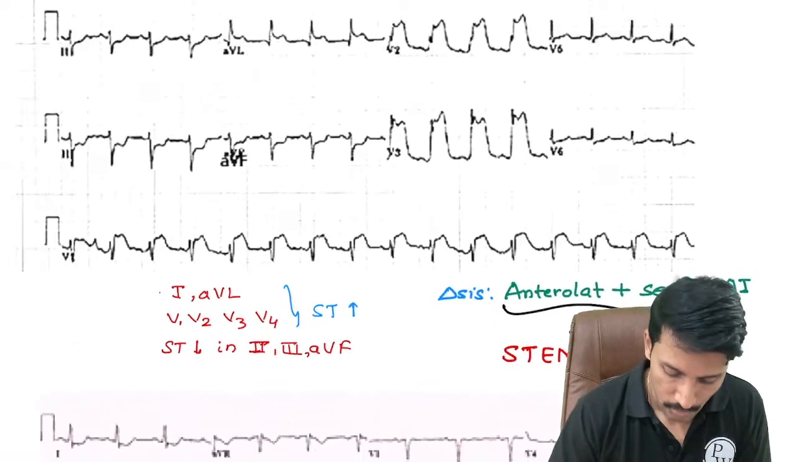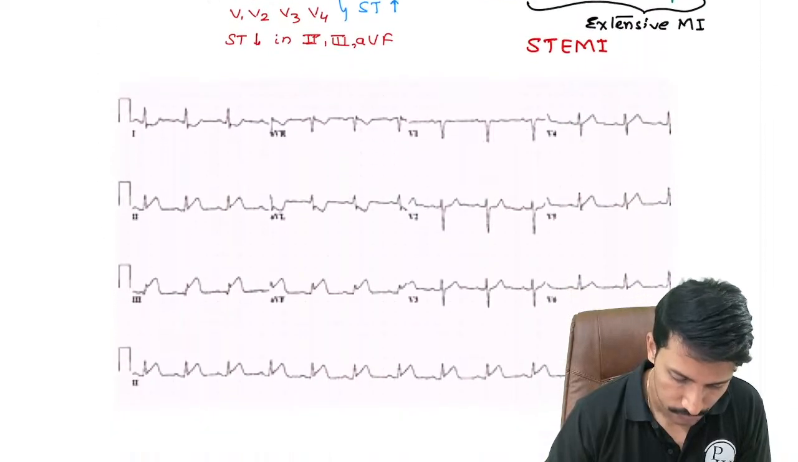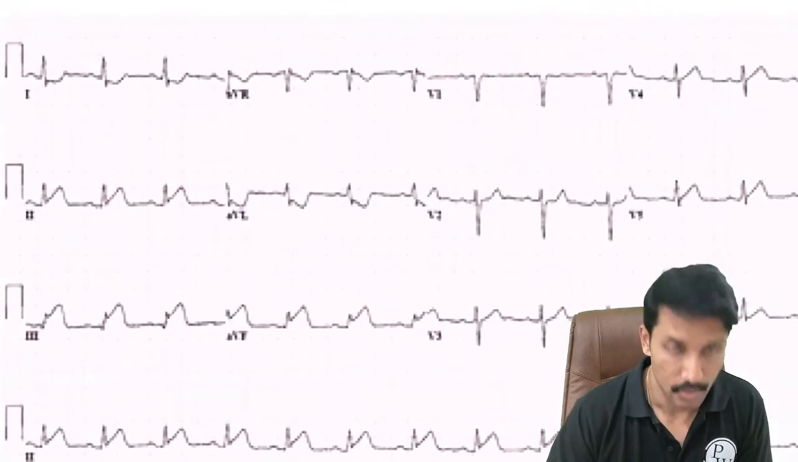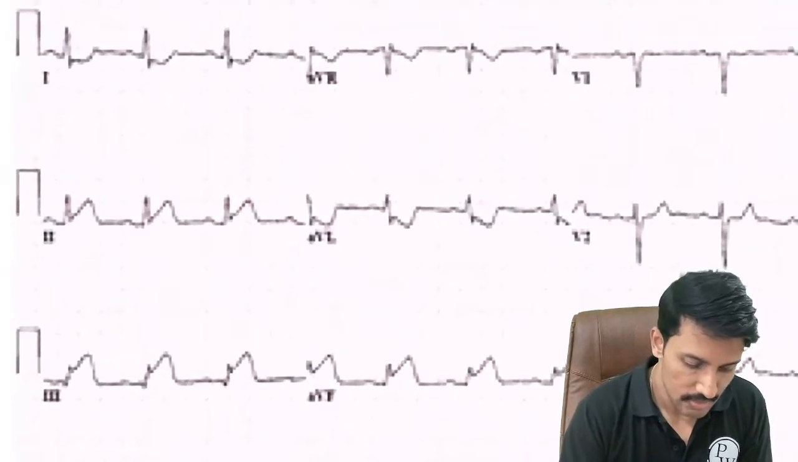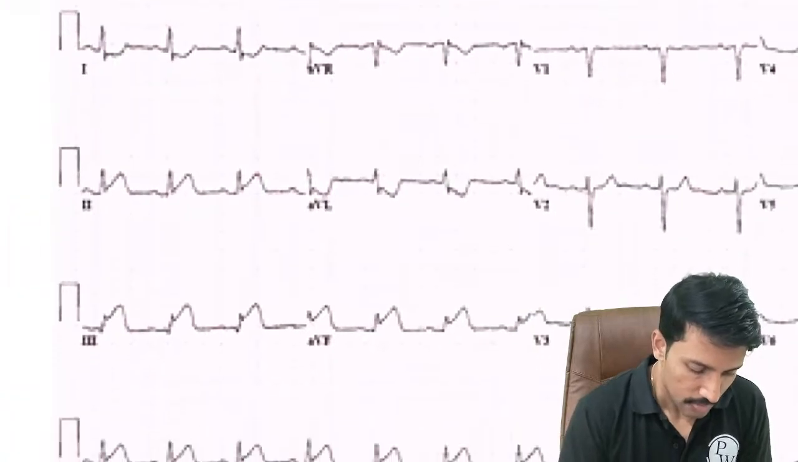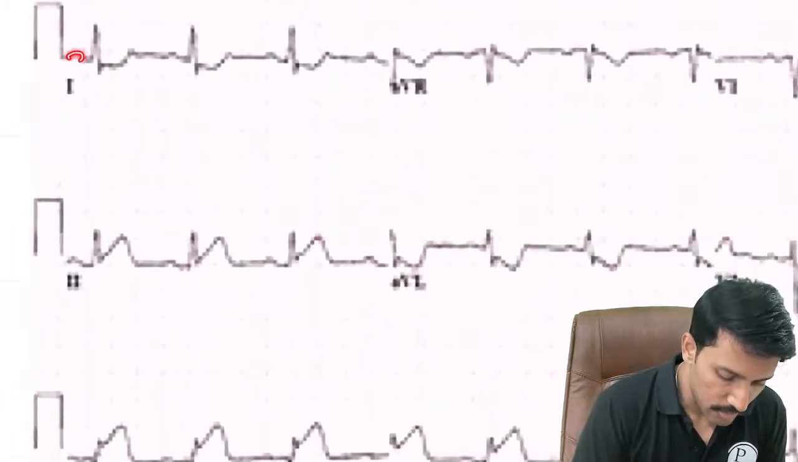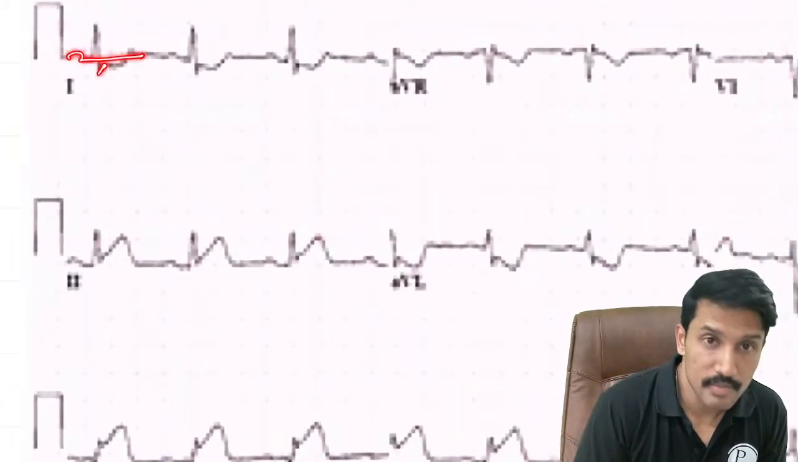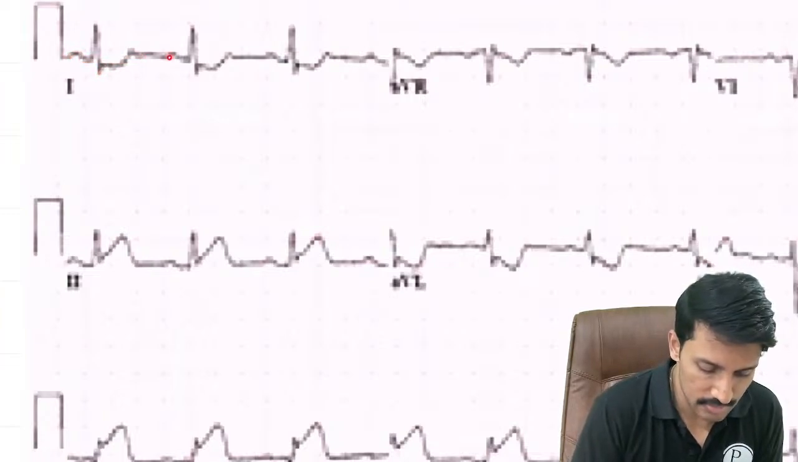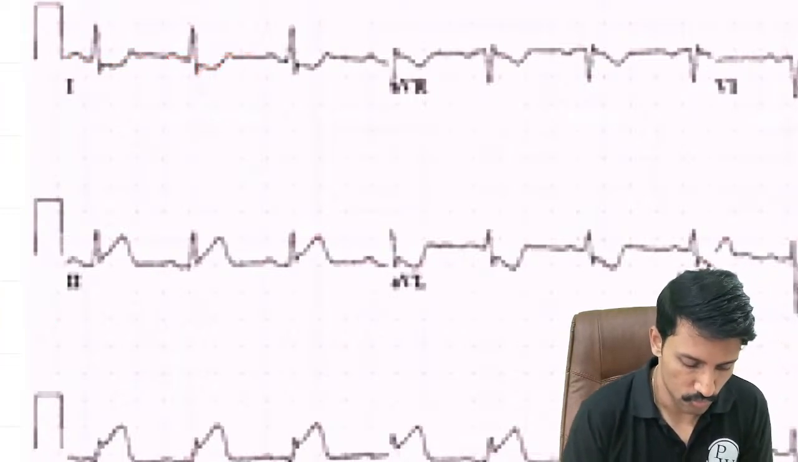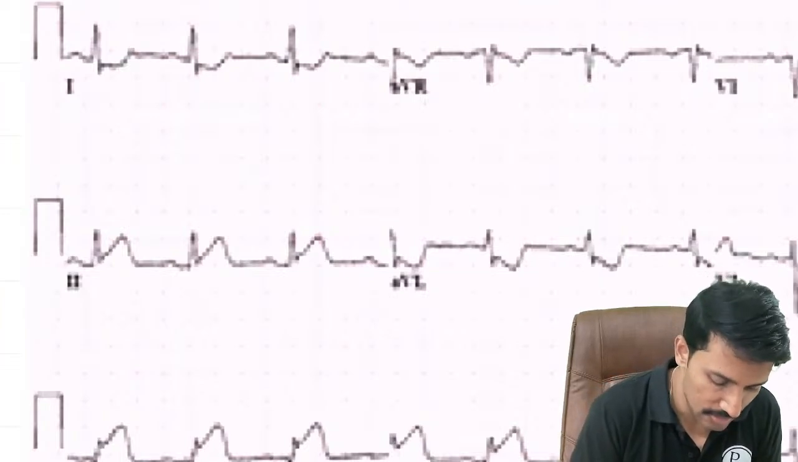Extensive MI. Okay. We'll go through one more ECG. Look at this ECG now. In what all leads do we see the ST elevation? Lead 1, what do I notice? The PR segment and J point is below it, right? This is the PR segment. This is the ST segment. This is where I have the J point, which is below. So in lead 1, there is ST depression.